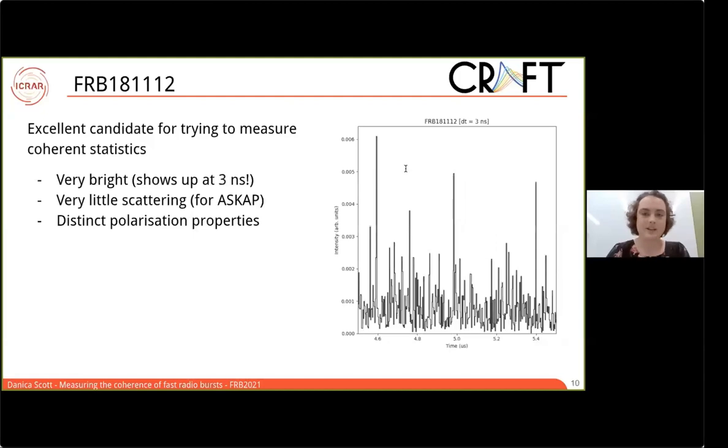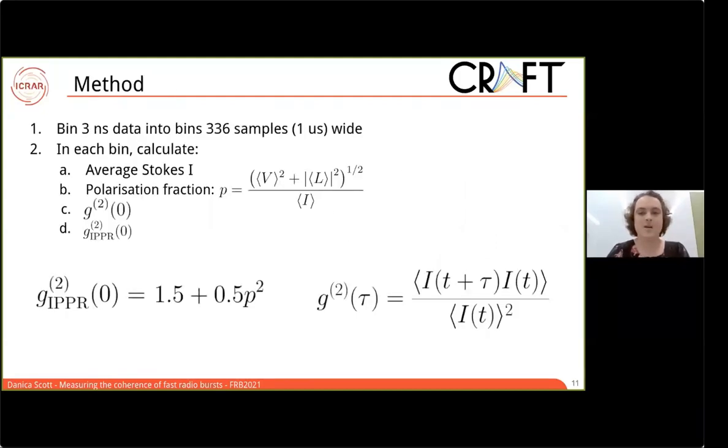When it comes to attempting to measure the coherence of this burst, the method is basically this. You take your 3 nanosecond data and divide it into bins that are 336 samples wide, which is exactly 1 microsecond. Then in each bin, you calculate the average Stokes I and the polarization fraction from the Stokes parameters I, V, and L, where V and L are the circular and linear polarizations respectively. You calculate the actual value of G2 at 0, and then you calculate your prediction, which is based on the polarization fraction P, and then you compare these last two quantities to see if they match up.